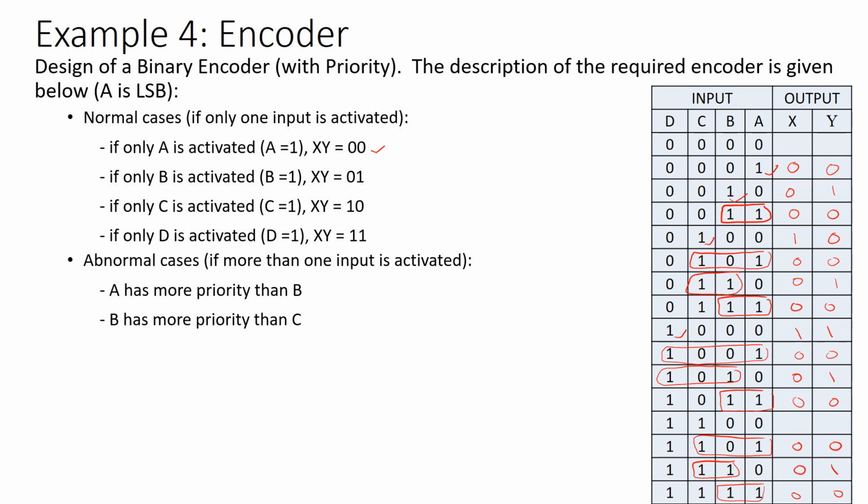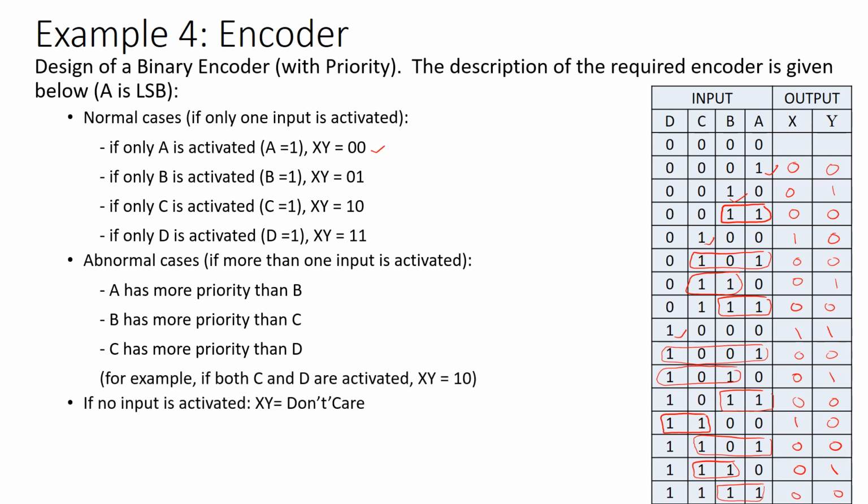Let's look at the next one. C has more priority than D. So if both C and D are activated, C has more priority. That means XY will be 1, 0. So we only have one more space missing for the combination of 0, 0, 0, 0. If no input is activated, XY equals don't care, X and X.